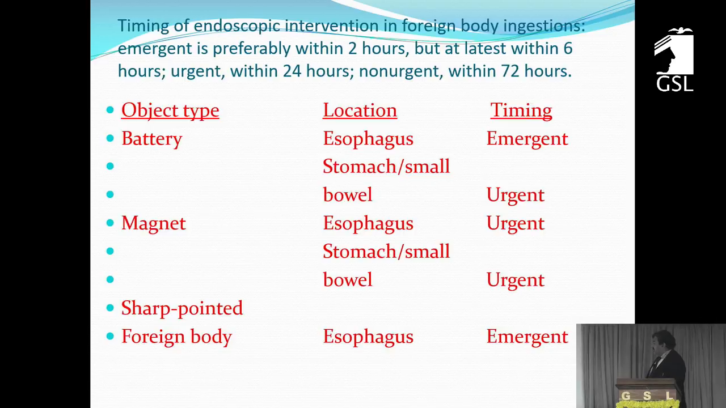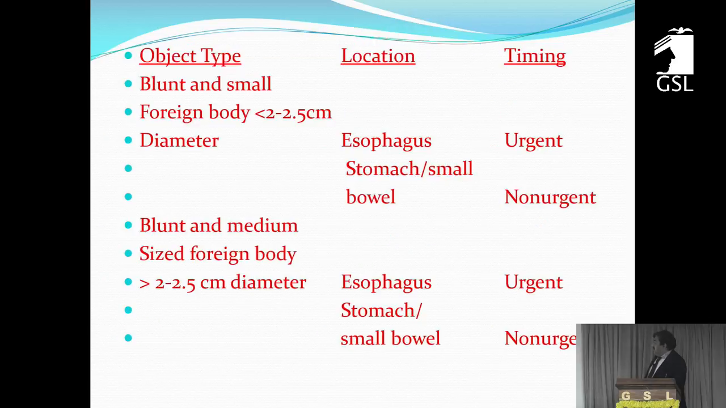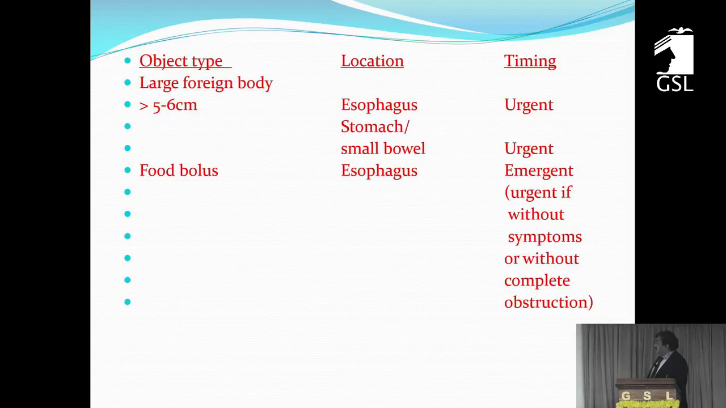The sharp pointed foreign body in the esophagus is again an emergent one. That is within 2 hours, because it can cause further damage. And blunt and small foreign body less than 2 to 2.5 centimeters in esophagus, stomach, small bowel, urgent, and if it goes into small bowel, it can be non-urgent. But anyway, you need to go within 72 hours. The blunt and medium-sized foreign body, that is more than 2 to 2.5 centimeters, either in esophagus, stomach, small bowel, this is urgent. If it is more than 5 to 6 centimeters, in esophagus or stomach, again, this is urgent.